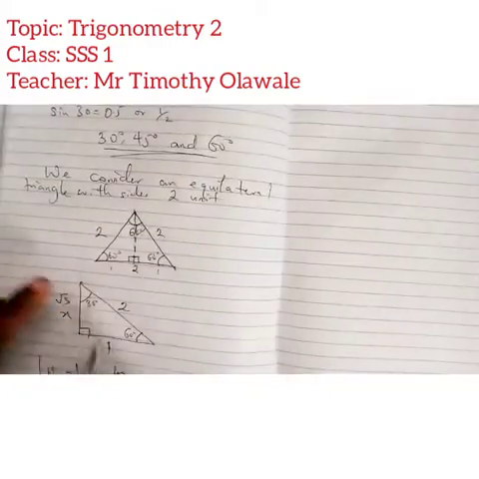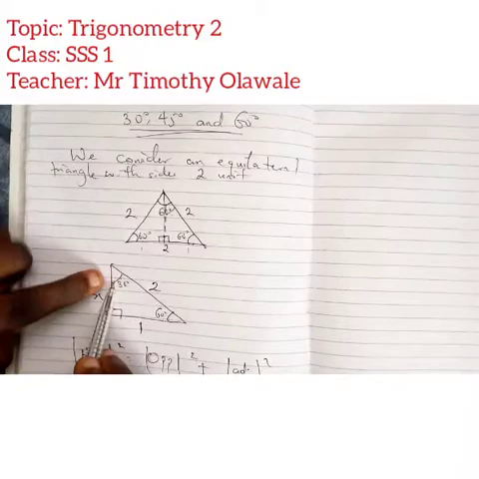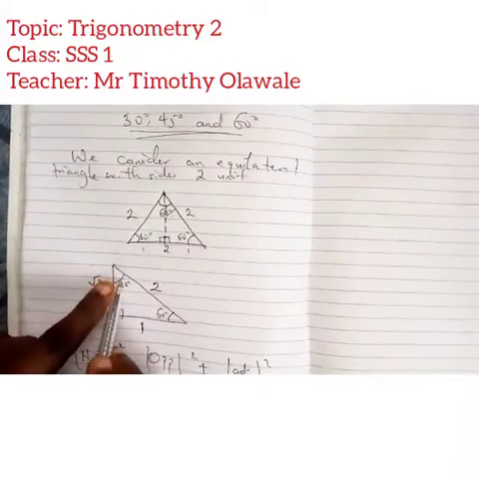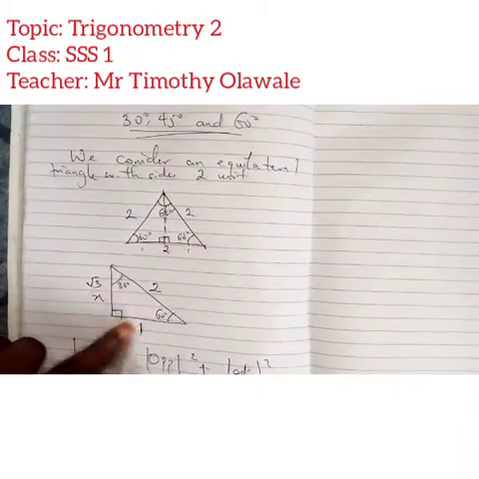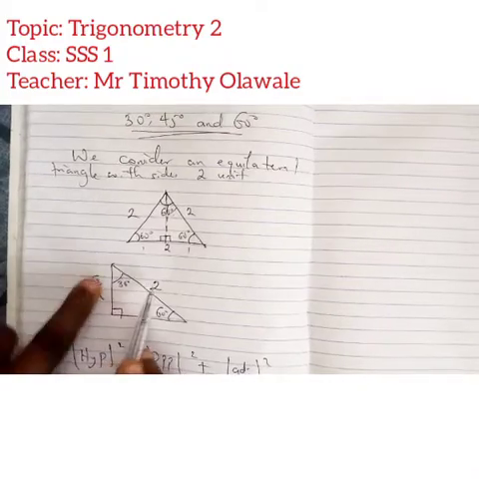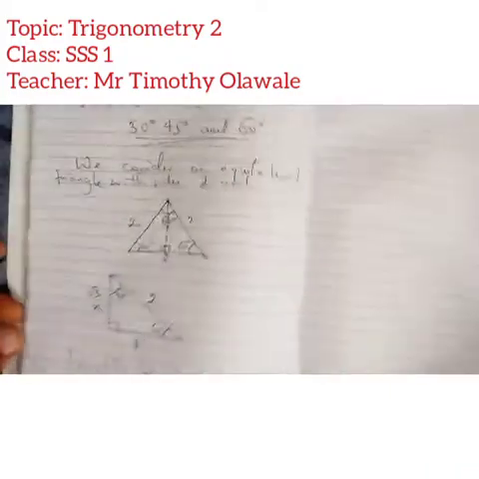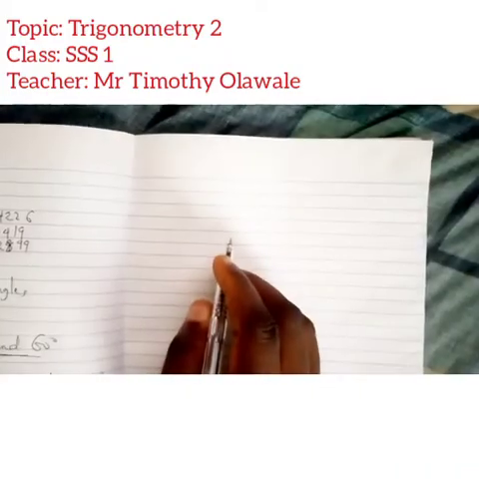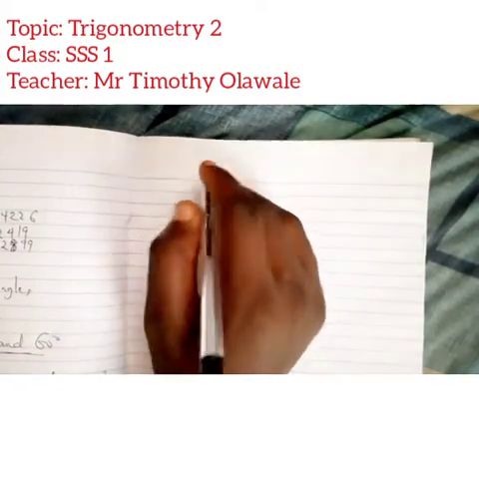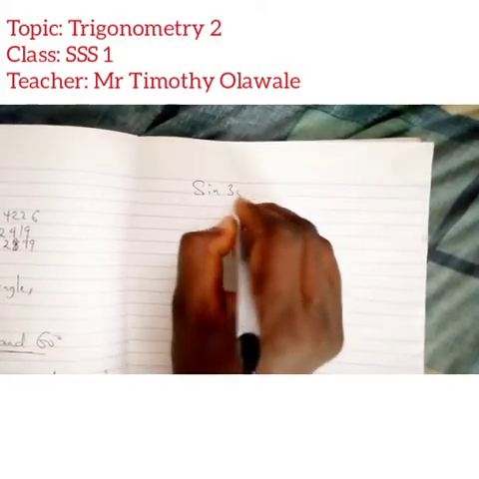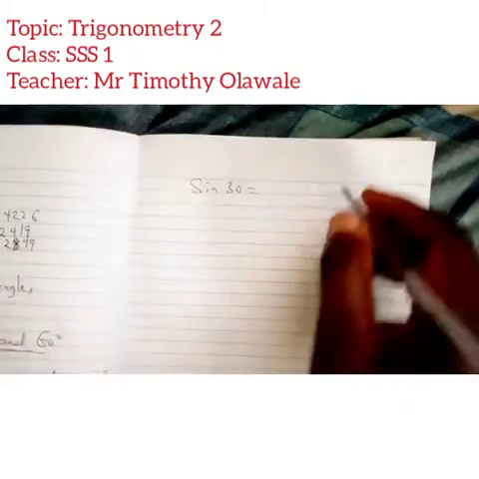So let's start with 30. Let's consider 30. Pay attention. If this is 30, this is the opposite, this is the adjacent, this is the hypotenuse. We are considering 30 now. So we have something like this. Sine 30. What is sine 30?